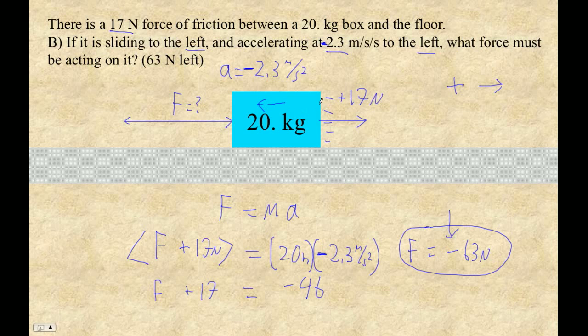Write down all the forces, step one, that are acting on it. Decide which way is positive and decide which forces are positive or negative. The acceleration is positive or negative. Set this thing up like this and then just solve.